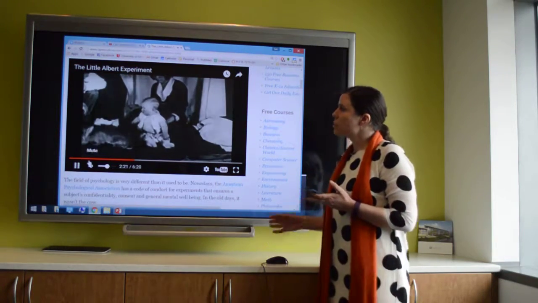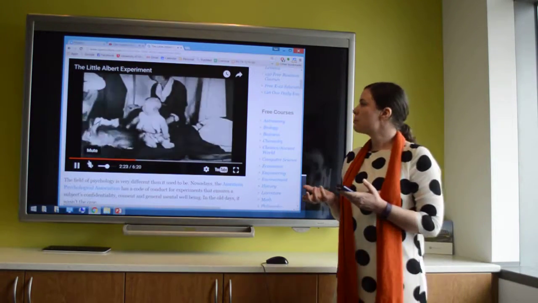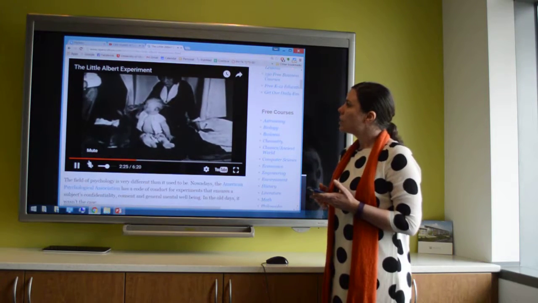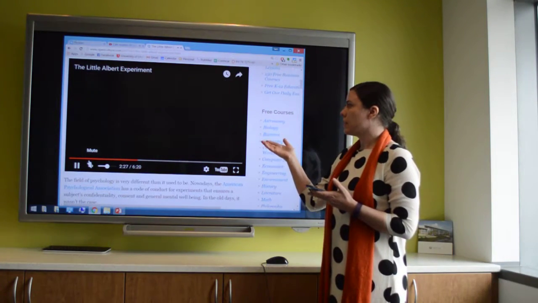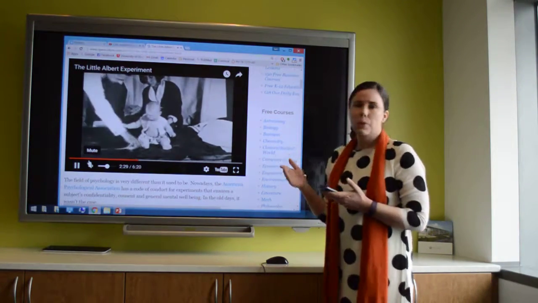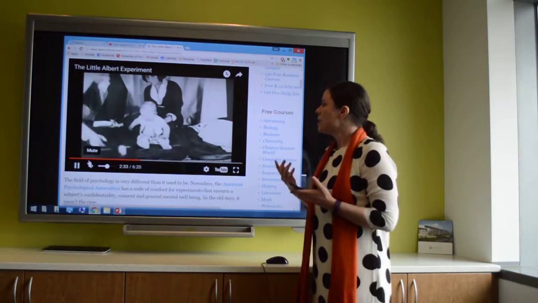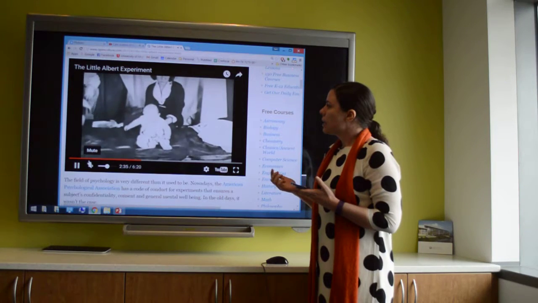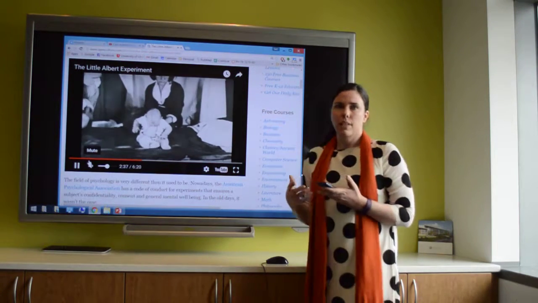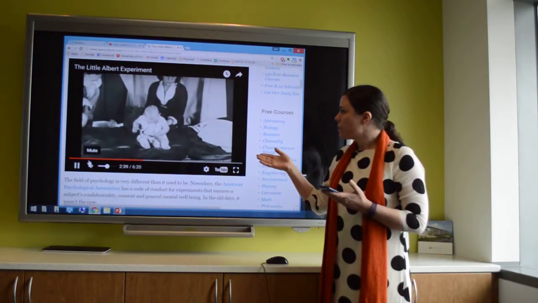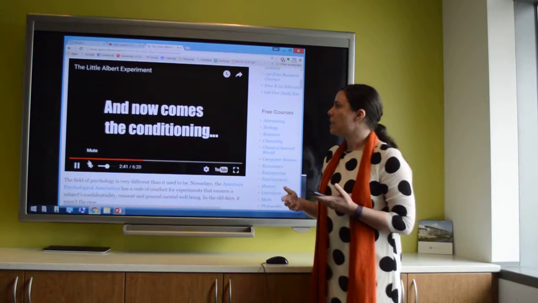So this is an experiment conducted in the 1920s by Professor Watson, and what you can see is this little baby known as little Albert is being exposed to these different animals. So we just saw a rabbit, prior to that was a dog, here is a rat. And you can see that he likes these animals, or at least he's not afraid. So he is investigating the rat and he's not upset.